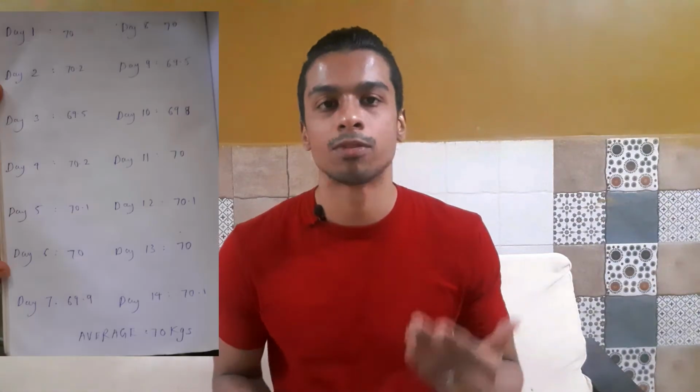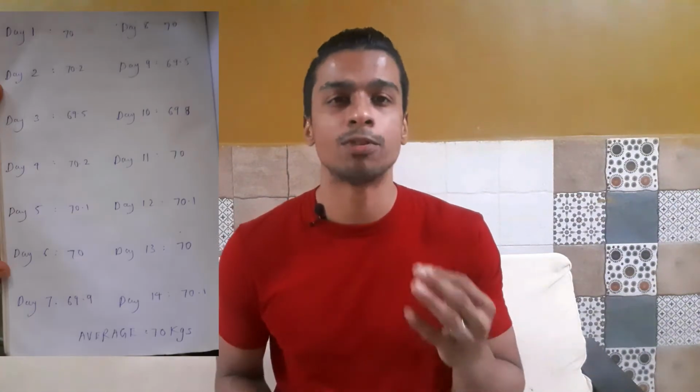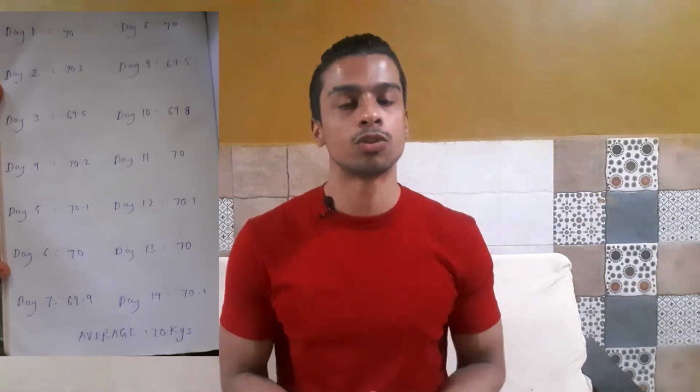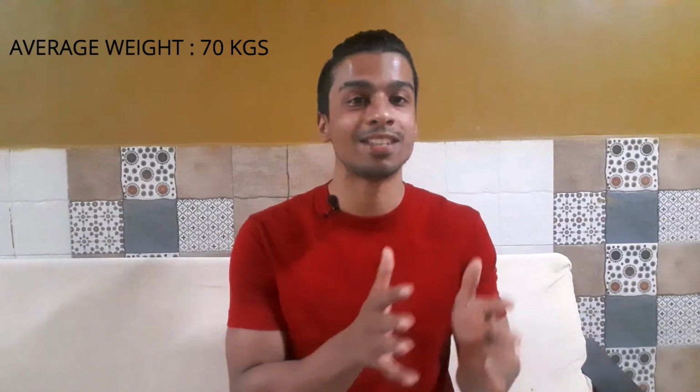You will see that there will be some fluctuation in your weight in terms of grams or kilograms, but that is absolutely fine, because depending upon the sodium and the carbohydrate level in your body, the water retention will change, so the weight will also fluctuate. But that is absolutely fine. We have to calculate the average weight of these last 14 days. So suppose the average comes out to be 70 kilograms, then 70 kilograms is your maintenance weight.